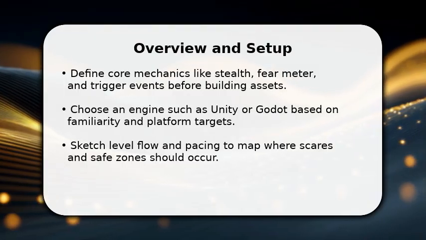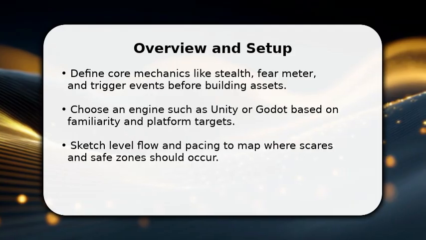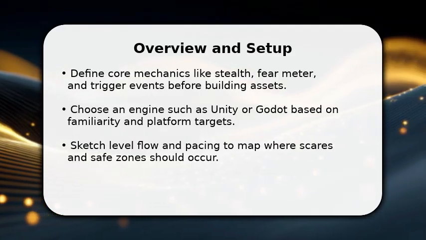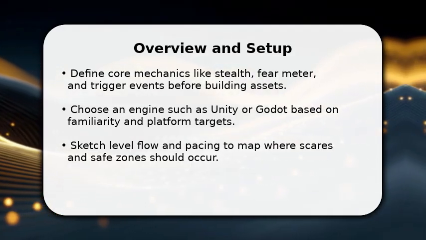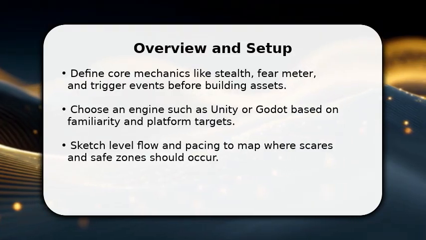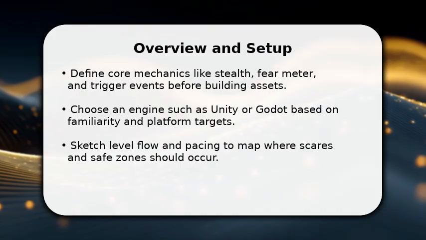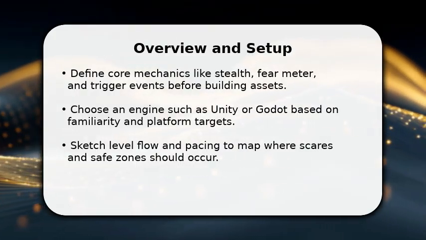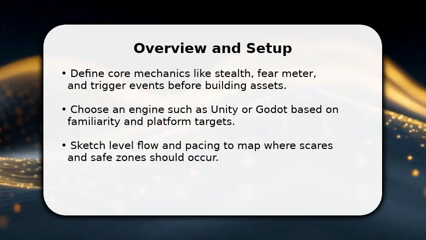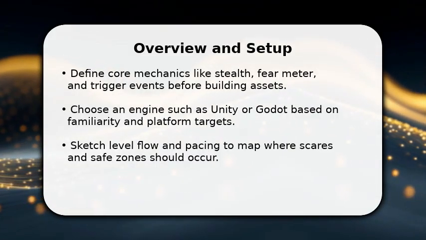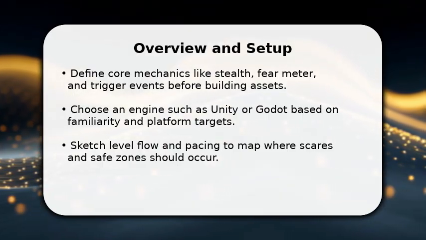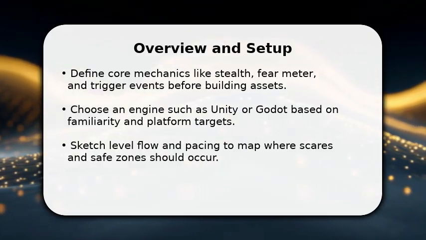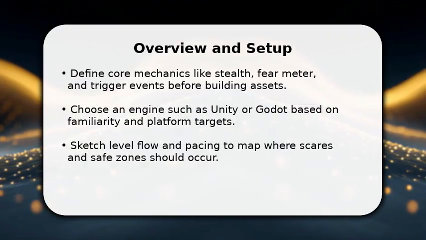In this video, I will show how to make Ghost Game updated. Start by defining core mechanics, choose an engine like Unity or Godot, and sketch a simple level layout. Create a player controller focused on stealth and fear reactions, implement AI that responds to sound and light, and balance pacing with timed scares. Playtest early, gather feedback, and iterate until the scares feel fair and fun, then polish.